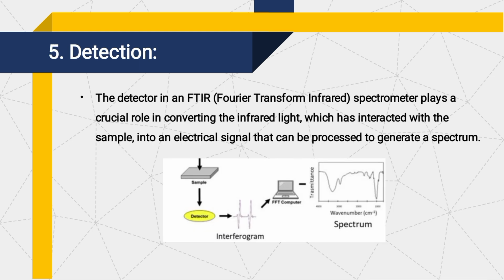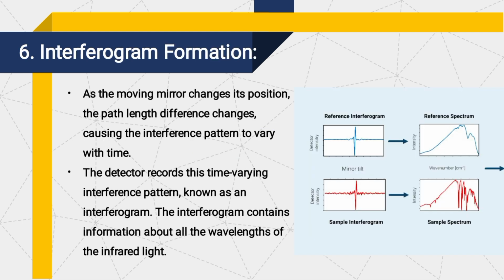Detectors detect this incoming light, and the detector in an FTIR spectrometer plays a crucial role in converting IR light which has interacted with the sample into an electrical signal that can be processed to generate a spectrum. So the basic role of the detector is to convert the infrared light signal into an electrical signal.